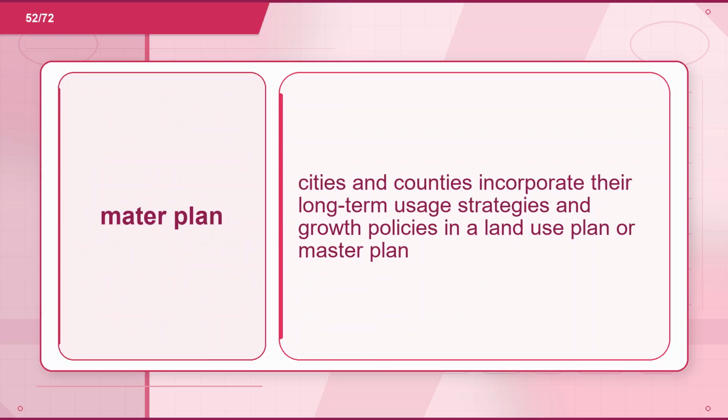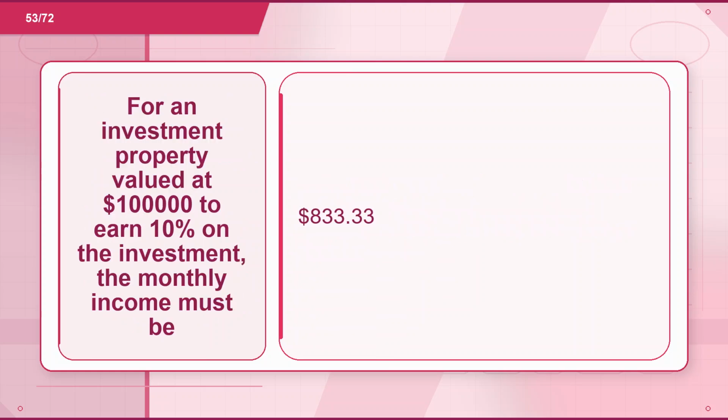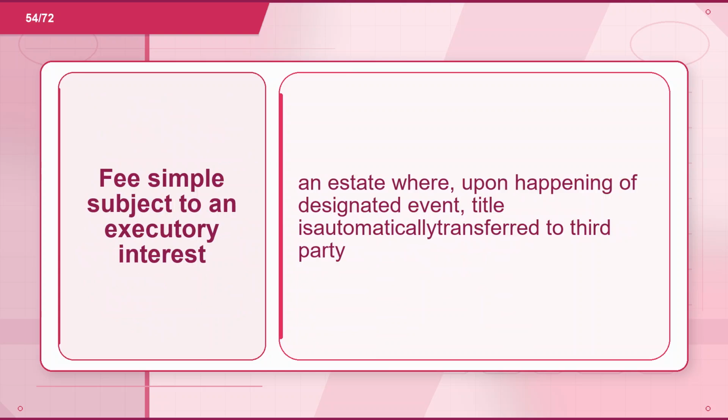Flashcard 52, term: Master Plan. Definition: cities and counties incorporate their long-term usage strategies and growth policies in a land use plan or master plan. Flashcard 53, term: for an investment property valued at $100,000 to earn 10% on the investment, the monthly income must be. Definition: $833.33.